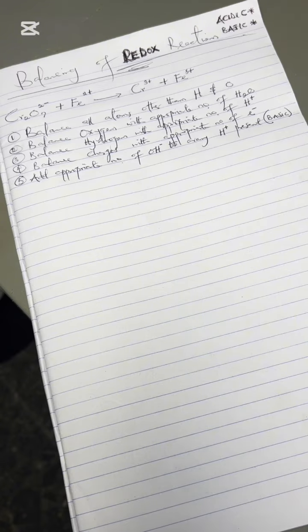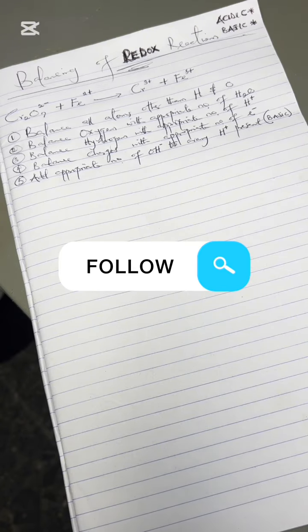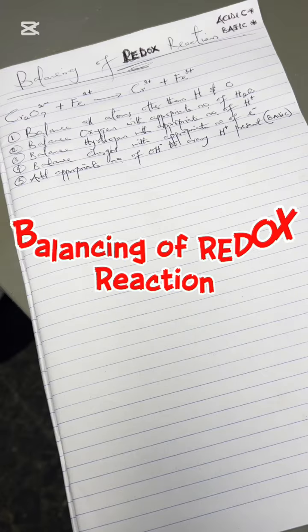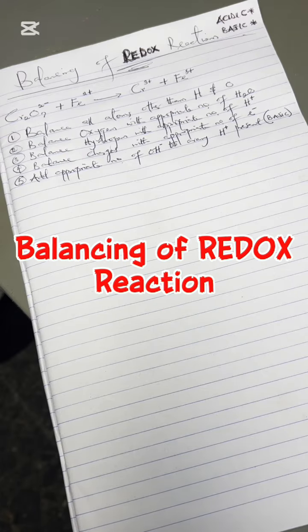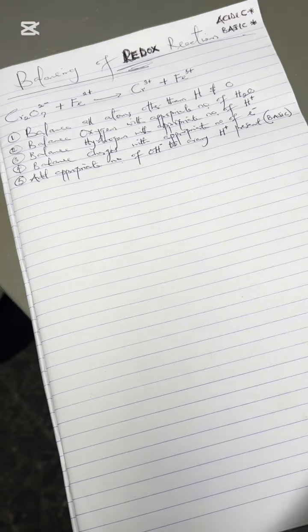And in this video, we'll be looking at how to balance redox reactions. Redox reactions can be balanced in two different media. We have the acidic medium and the basic medium. So you can balance in either of these two media.